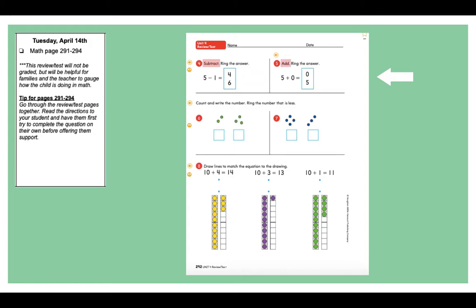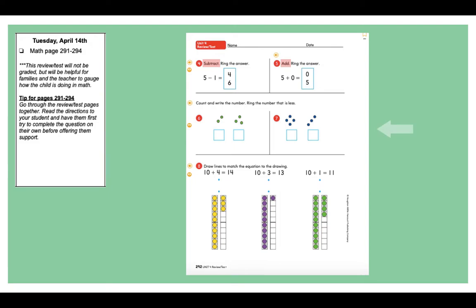Next, let's look at number 5. It says add. So now we're adding 2 numbers together and circle the right answer. Look in this box. Is 5 plus 0, 0? Or is it 5? If I have 5 apples and I add 0 more, how many apples do I have? Circle the right answer. These 0 ones are always super tricky, so do your kindergarten best.